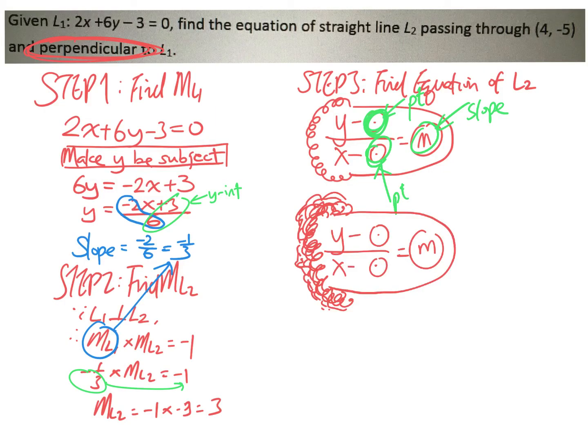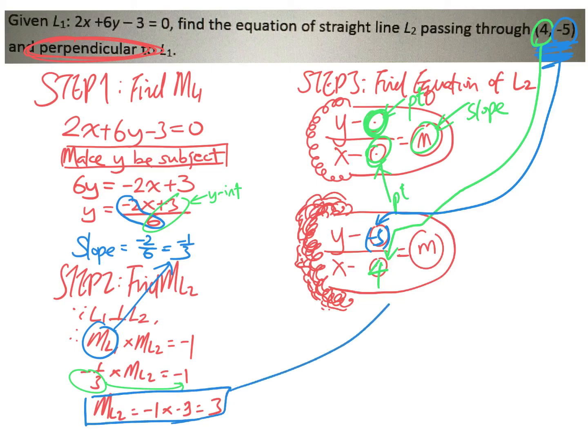So we look at this example. We've got a point here, 4 and negative 5. So we substitute the 4. This is the x coordinate, so we go down here, the x coordinate of a point, and then the y coordinate of the point is negative 5. Substitute here the y coordinate of the point, and then we have the slope of L2, and we substitute here the 3. Basically, the equation is done.